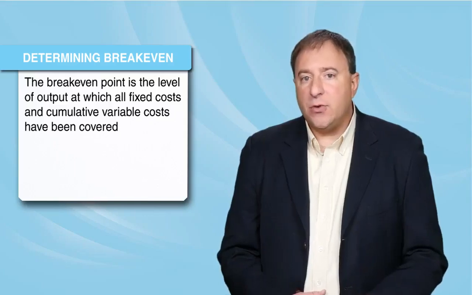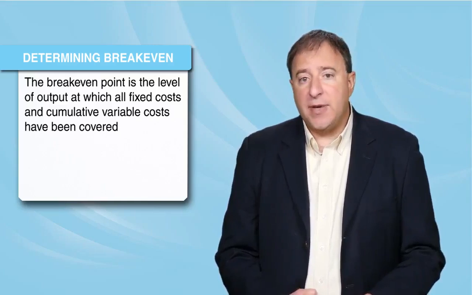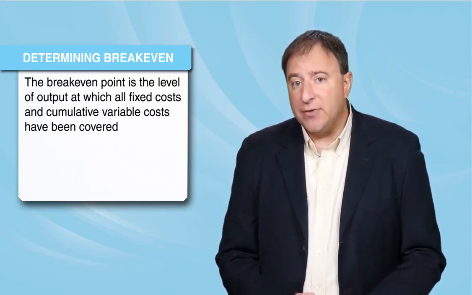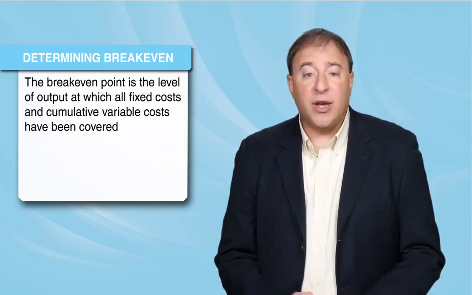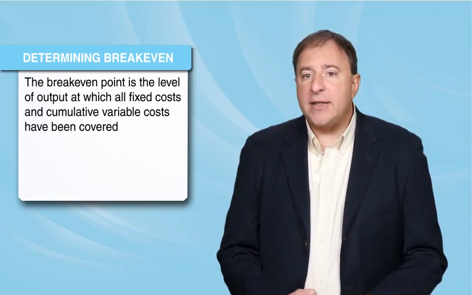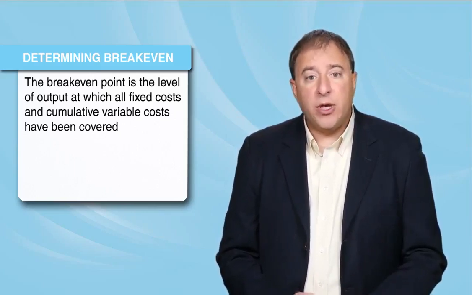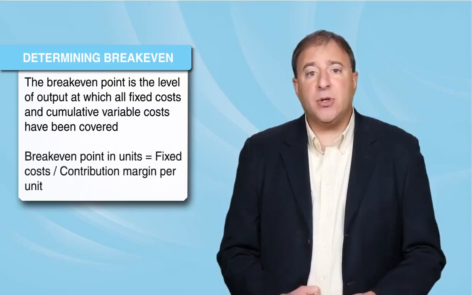There are two different questions you can be asked about the break-even point. You could be asked, how many units does the company need to sell to break even? Or you could be asked, what sales are needed to break even? When asked how many units the company needs to sell in order to break even, we use the formula total fixed costs divided by contribution margin per unit.